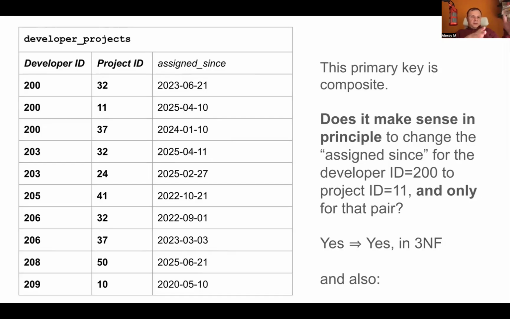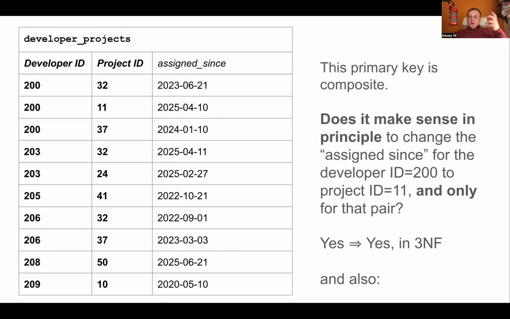If there is a row about a developer, like developer with ID 200 is assigned to project ID 32, right? And there could also be additional attributes, for example, assigned since, which is when they were assigned to this project. So we found our primary key. It's a pair of developer ID, project ID.